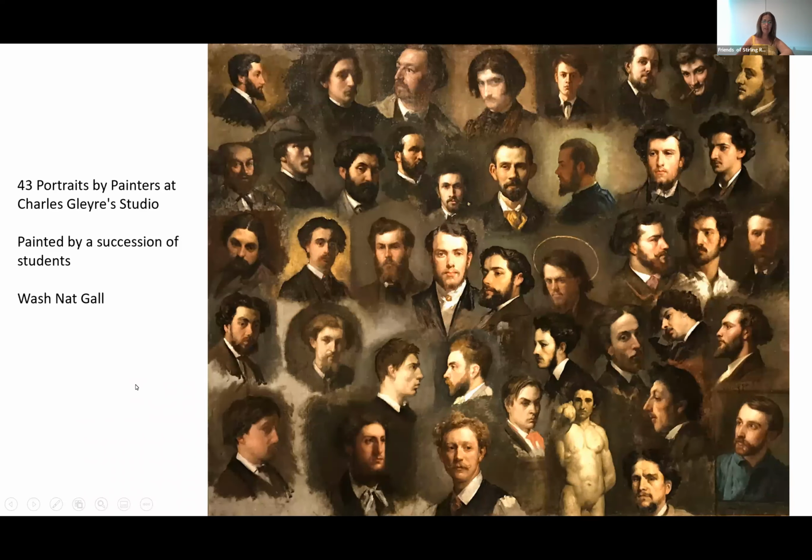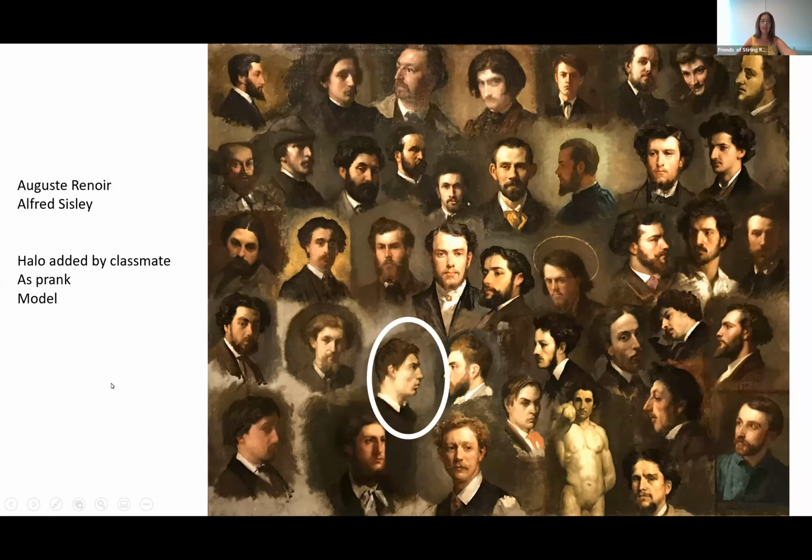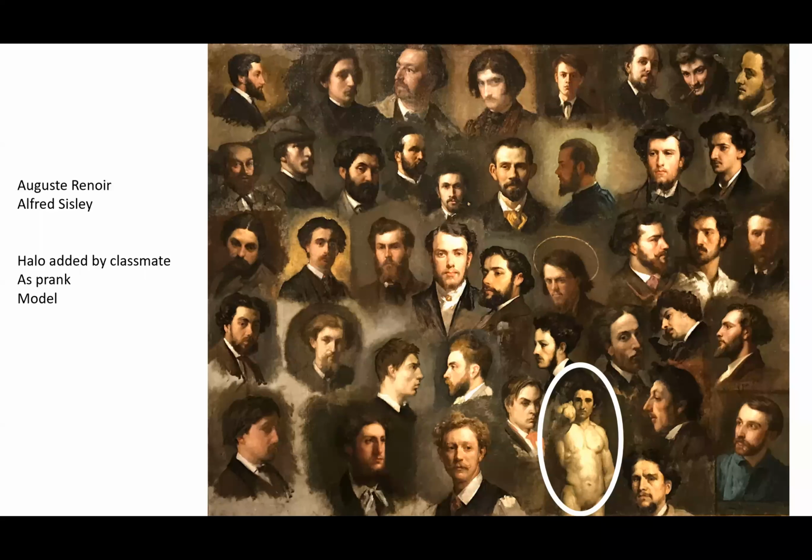In this painting, which has 43 portraits of painters that were students of Charles Gleyre, we see here their self-portraits, and some of them are very well known and recognized, like Renoir and Alfred Sisley, which we see right here, and this one, which is really funny because this artist is going to add a halo, kind of this prank, and also they included the model in this portrait of all of the students. So instead of the class photo, we have a class portrait, and each one of them made their own portraits.